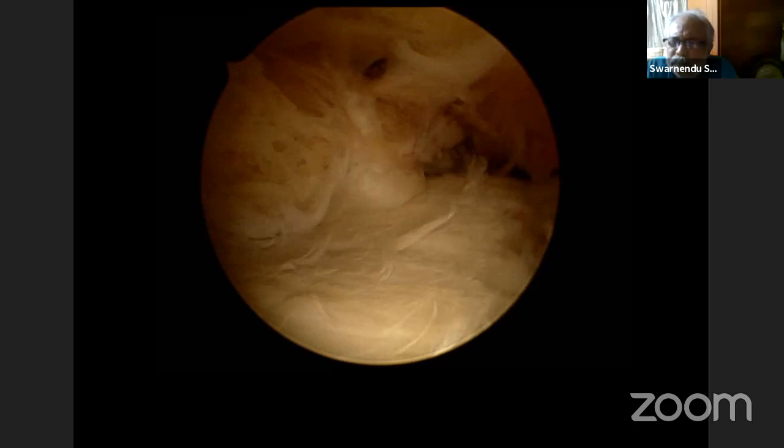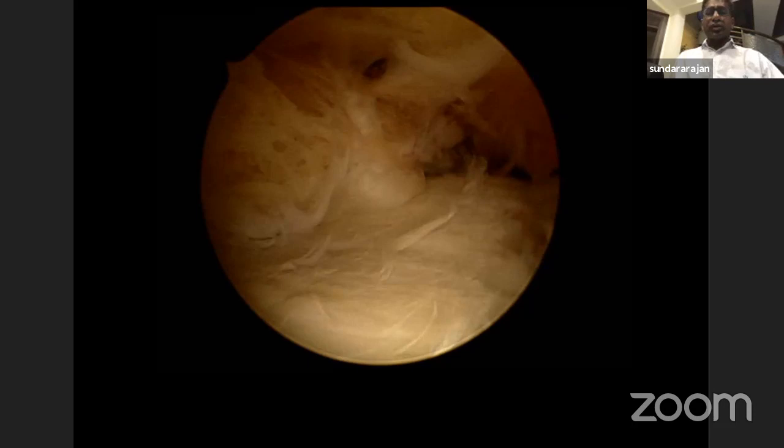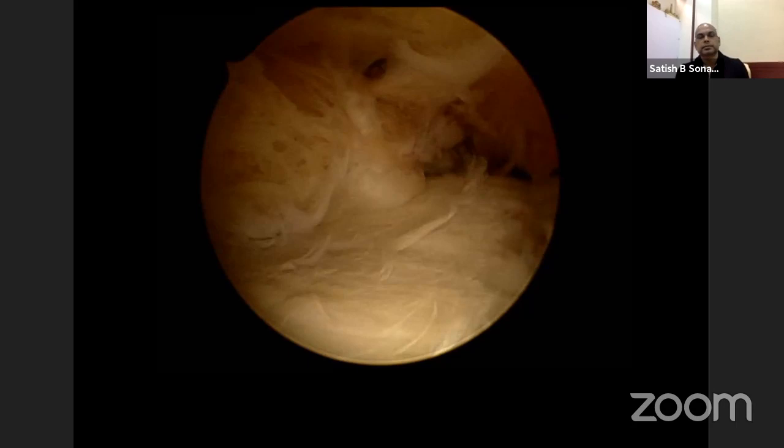So in that kind of chronic cases, if they don't improve with conservative management, still you can go on with arthroscopy and debride. They do very well. There are very few indications for that. Very few. Only the internal impingement is the only indication. Probably you can go ahead that way.